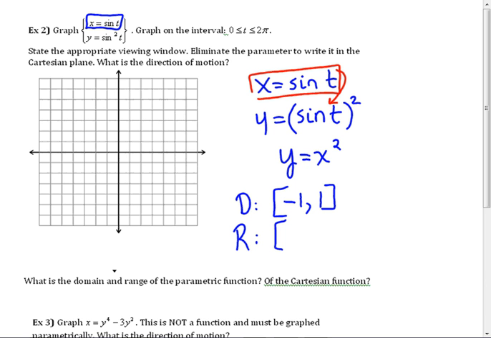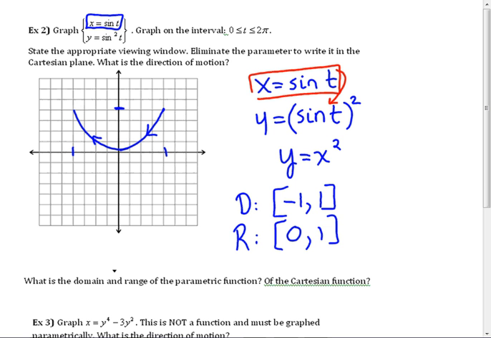What if t is 0? What's the sine of 0? 0. Is y going to be negative at all? No. But it's only going to go from 0 to 1. So I could sketch it. It's going to do this. It's going to go up here. It's going to be a parabola. And it's just going to be going back and forth.